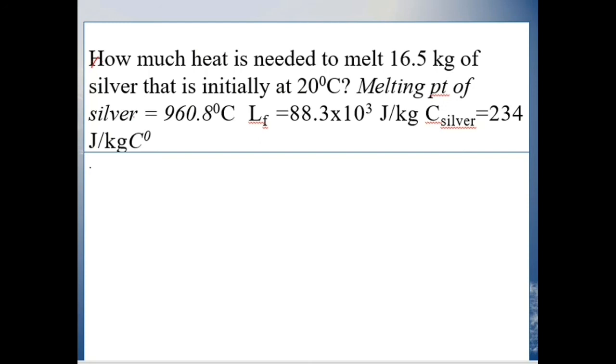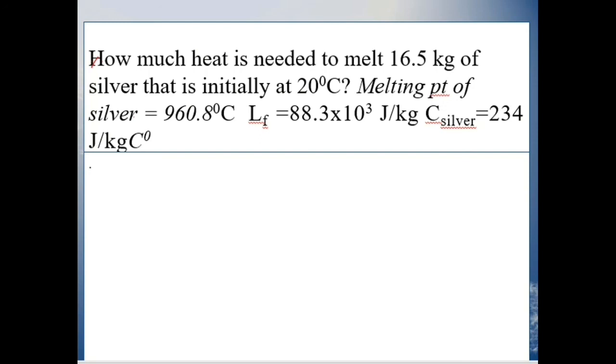How much heat is needed to melt 16.5 kilograms of silver that is initially at 20 degrees Celsius? Then the melting point of silver is 960.8 degrees Celsius. The latent heat of fusion is 88.3 times 10 to the 3 joule per kilogram. And then the C for silver is 234 joule per kilogram Celsius degree.